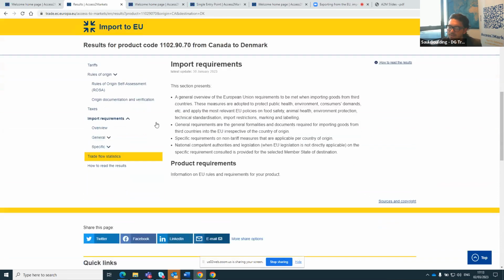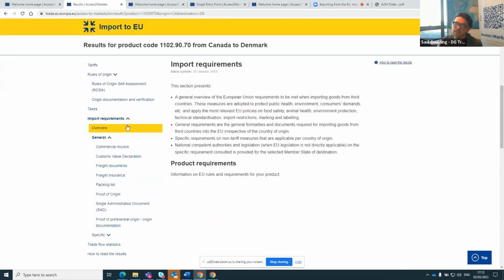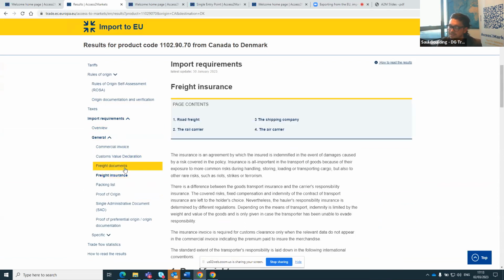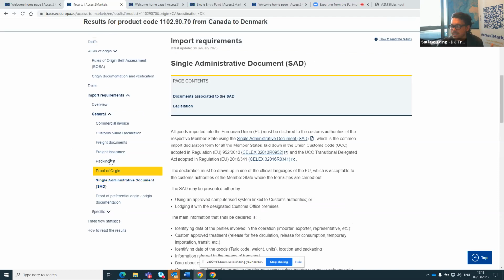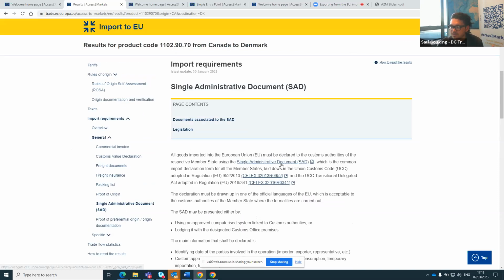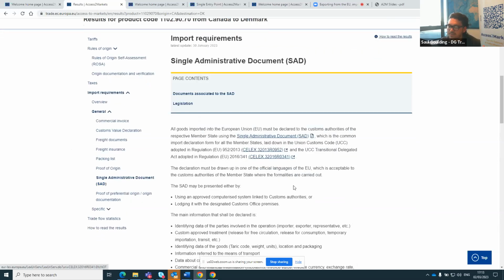We also have the specific and the general import requirements. This time it goes from Canada to Denmark, for example. This goes to the level of even giving you an overview of which customs value declarations you may need. It gives you examples of the single administrative documents you will need, always with a reference to the regulation.